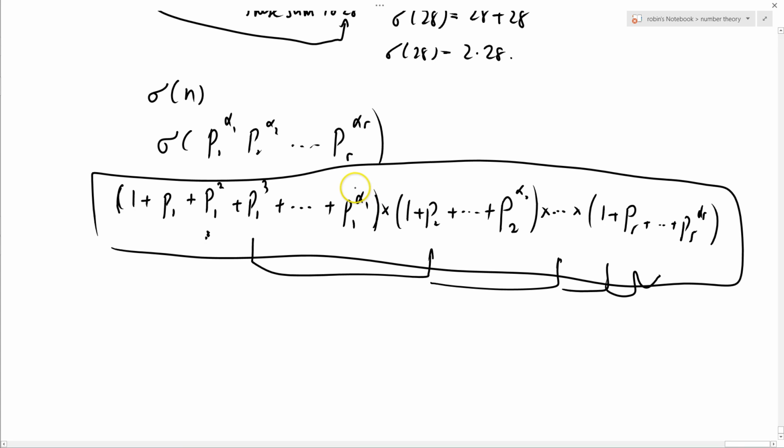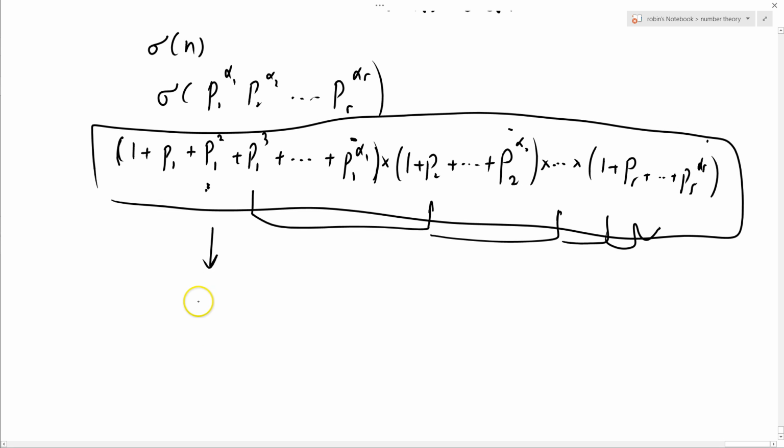So if you take the last term in each of these brackets, the last one in each bracket, you'll have n itself. And if you take the first one you'll have 1. And because we're adding them all together we get the sum of the divisors. Well, this isn't very useful as it stands, but I'm just going to rewrite that as this.